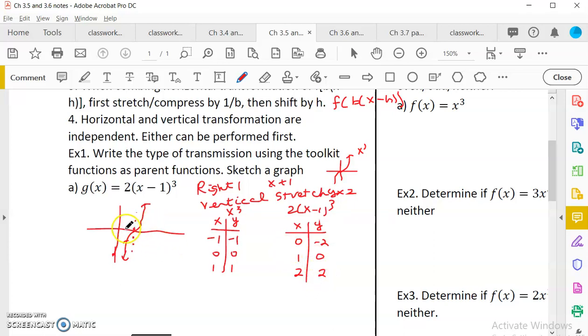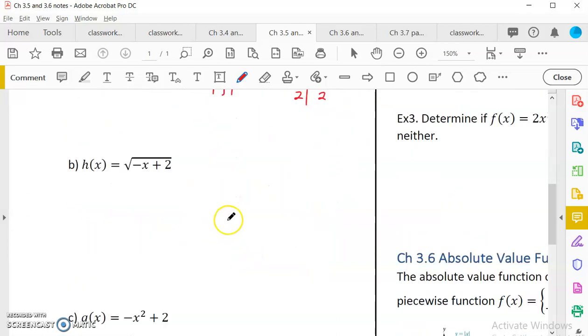So at 0, you should have a negative 2. I think I didn't draw it really well. At 1, you'll be 0, and at 2 it is 2. Okay, you have the 2, 2. So you would draw it a little nicer. This is h of x equal to what?